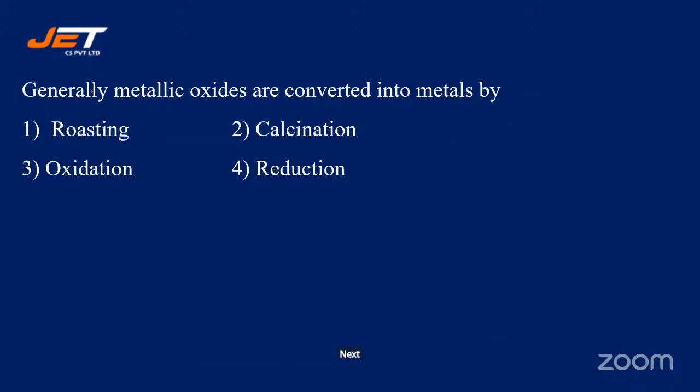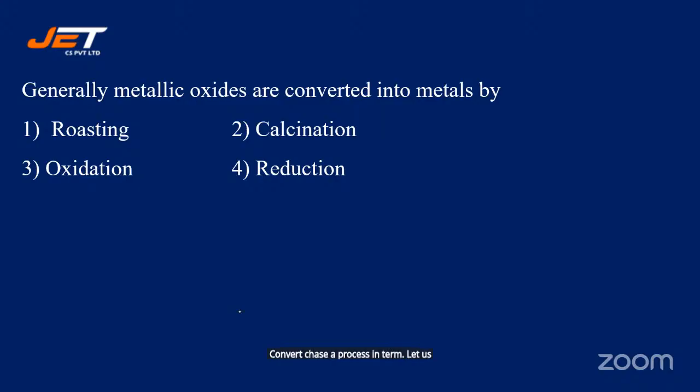Next question. Generally, metallic oxides are converted into metals by which process? Roasting, calcination, oxidation or reduction? Okay, what is the process that converts metallic oxides into metals?